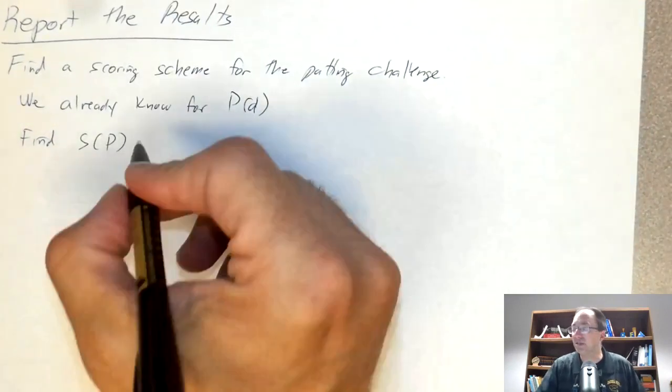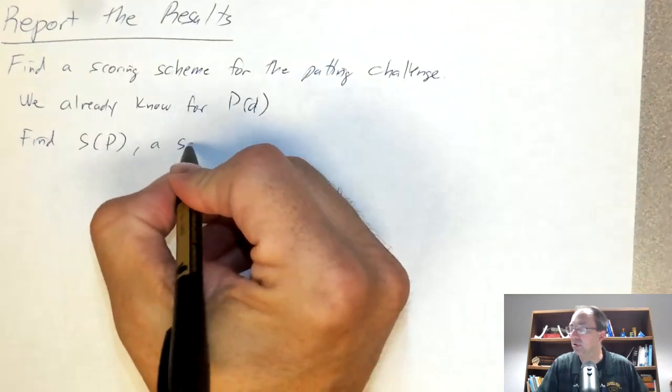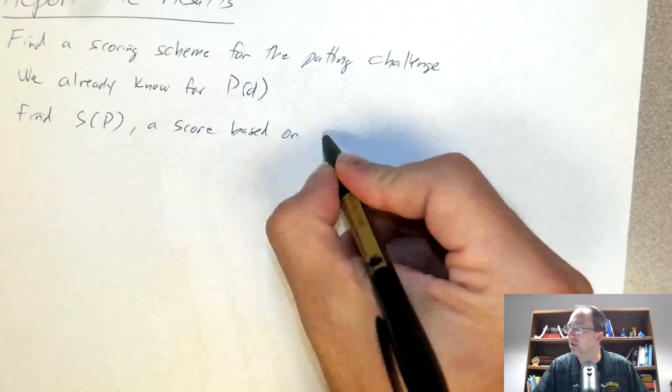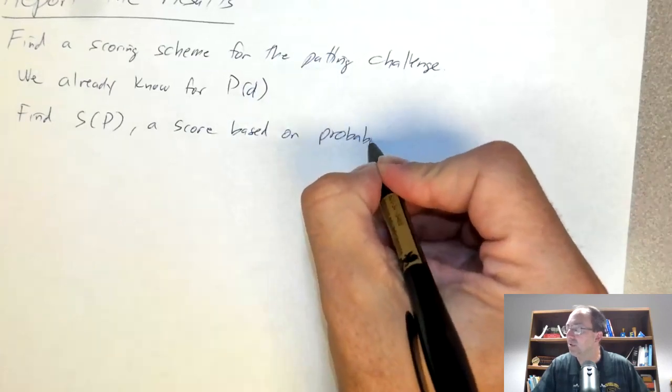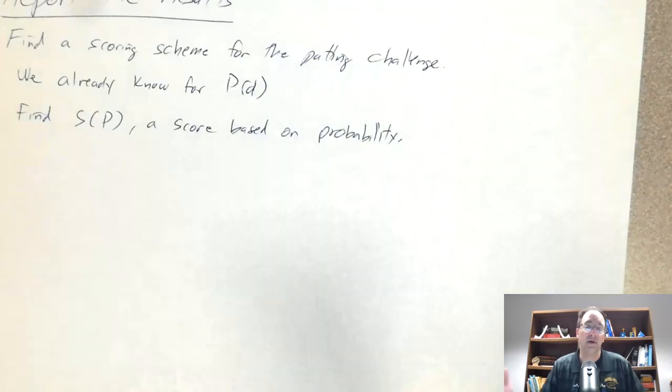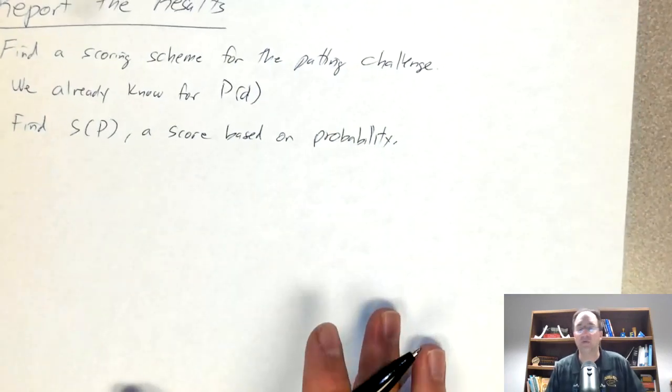And if we can find S of P, so in other words, a score based on probability, then we can plug P of D in for P, and then we'll have a score based on distance, which is what we'll actually want to implement.